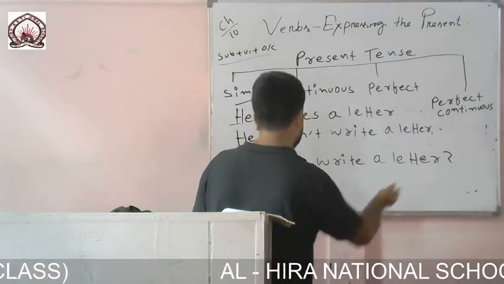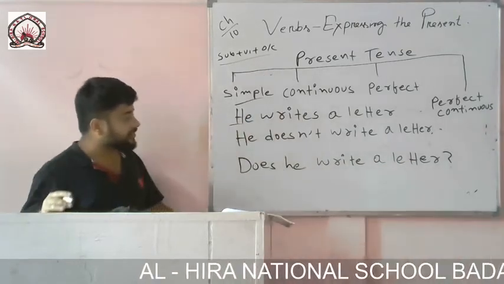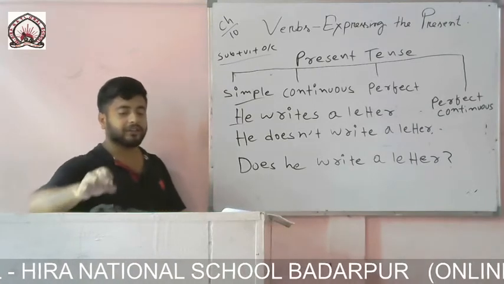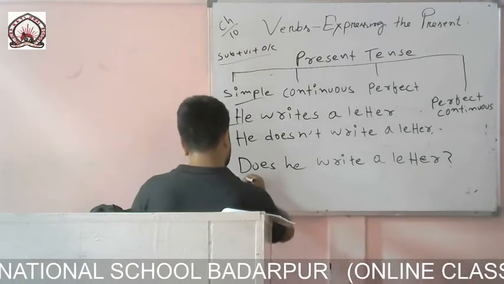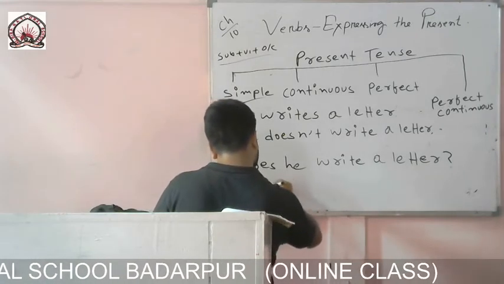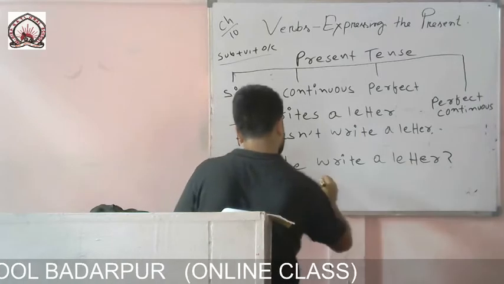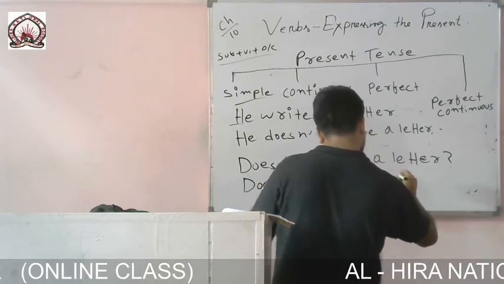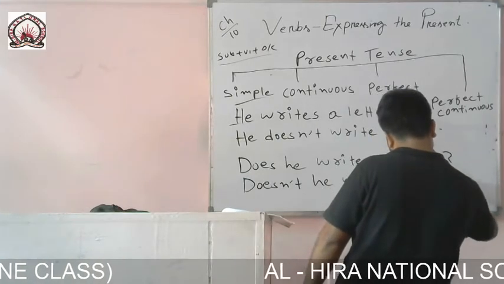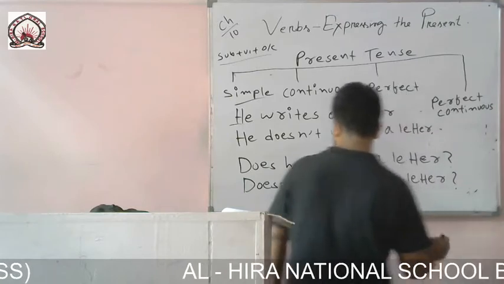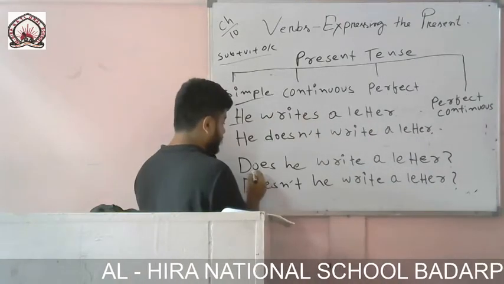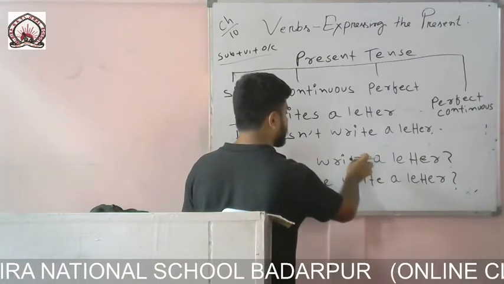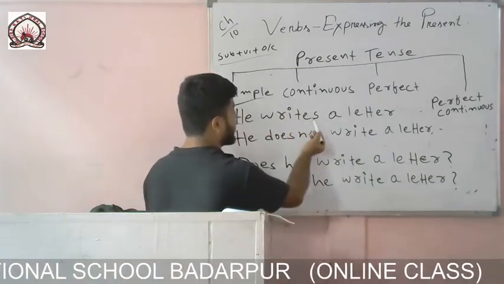So, does he write a letter? Now how can we change it to interrogative negative? We can change it like this: D-O-E-S-N-T, doesn't he write a letter? W-R-I-T-E, write a letter. L-E-T-T-E-R, letter. Now one thing you should remember is that if we find does in a sentence, then never write S or ES with the verb. Here you can see S is not there.